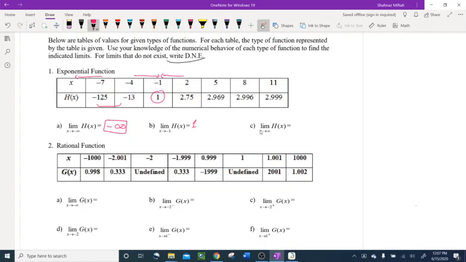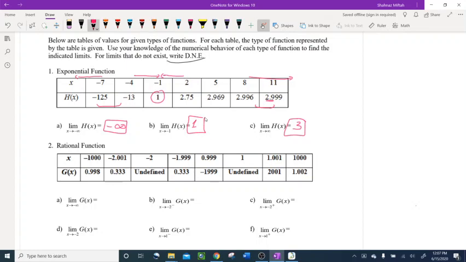Limit as x approaches positive infinity of h of x. So x is going in this direction. What is the y value when x is going in this direction? Check the two numbers. Do you see a huge difference? Not at all. So pick the last number, round it up, it's 3. Okay, box. Next one.